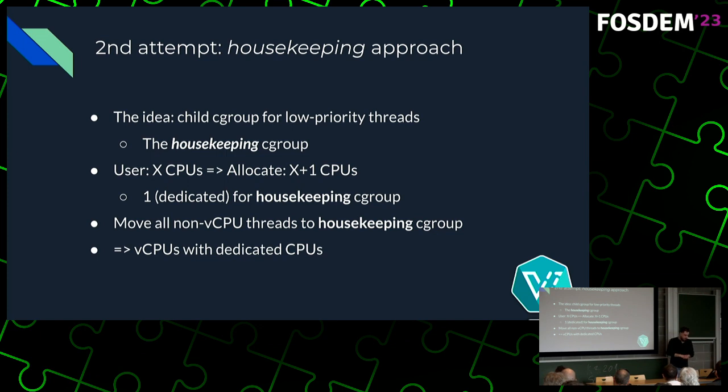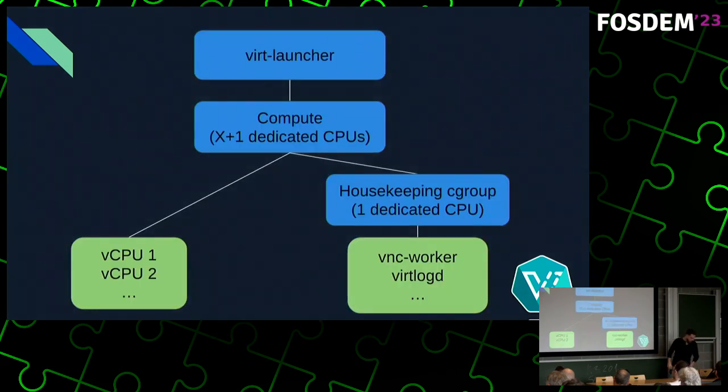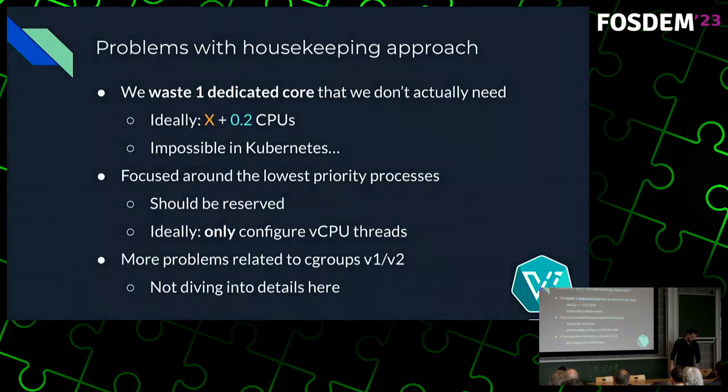Then what we can do is move all of the threads that aren't vCPUs into the housekeeping Cgroups. And then the vCPUs would be with true dedicated CPUs. So this is how it looks. We have the virt launcher pod. Inside it we have the compute container with X plus 1 dedicated CPUs. One dedicated CPU is for everything but the vCPUs themselves, and the X dedicated CPUs are for the vCPUs. So this approach is much better because it basically supports true dedicated CPUs for the vCPUs.